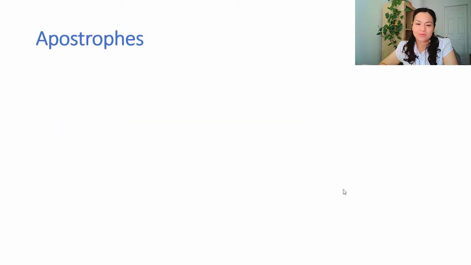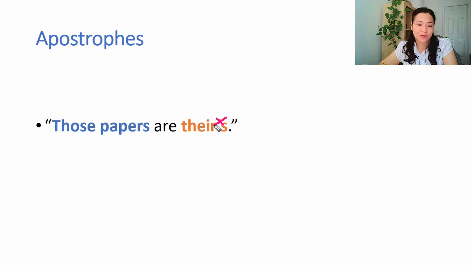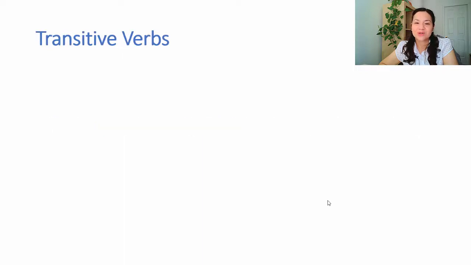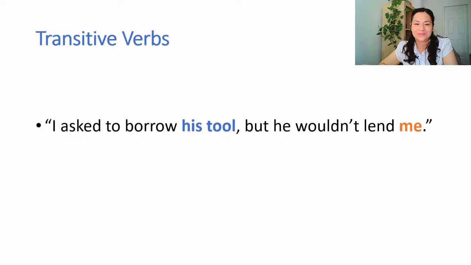Here is a very common problem in written sentences. Those papers are theirs. Remember that possessive pronouns use no apostrophes. Be aware of this error. I asked to borrow his tool, but he wouldn't lend me. There are verbs called transitive verbs such as give, teach, drink, or hold, which must always have a direct object. I asked to borrow his tool, but he wouldn't lend it to me.